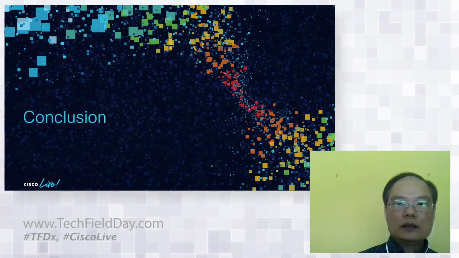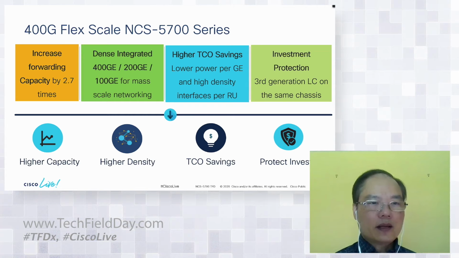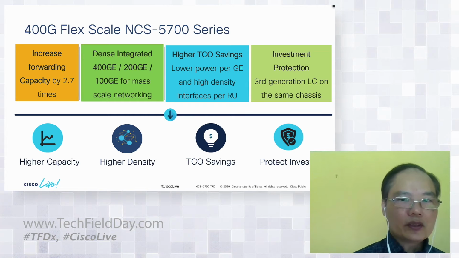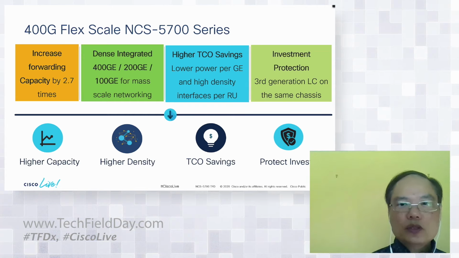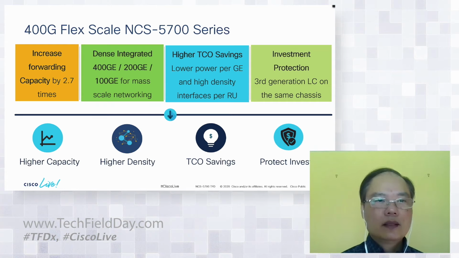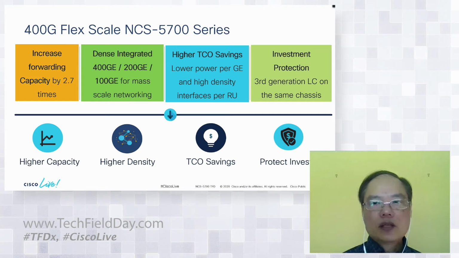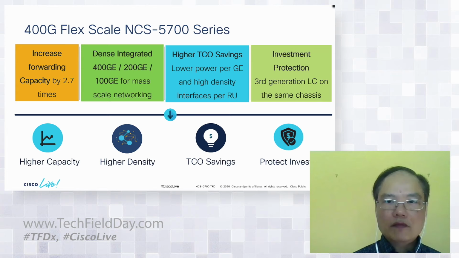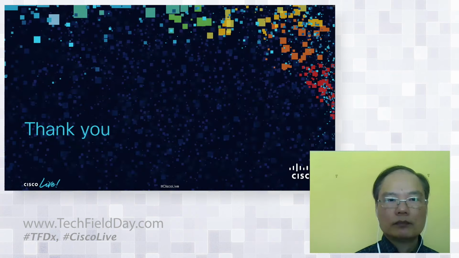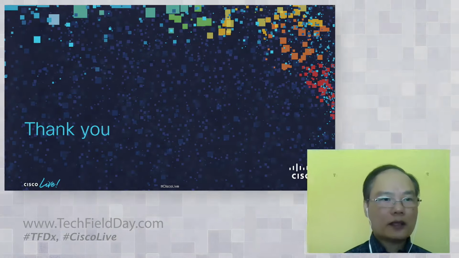Well, we're coming to the end of our presentation. This is normally a PM slide, so I'm not going to elaborate on this, but in conclusion, NCS 5700 provides higher capacity, higher density, and it provides TCO savings and investment protection. I think we welcome questions now. We still have about a few minutes left.